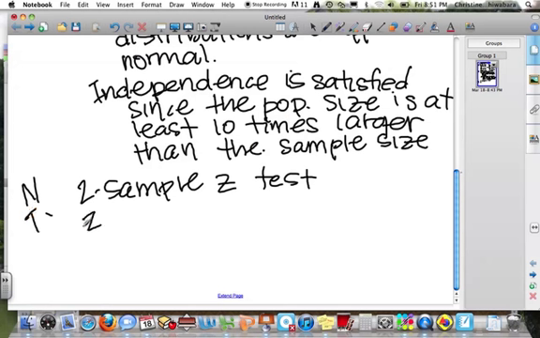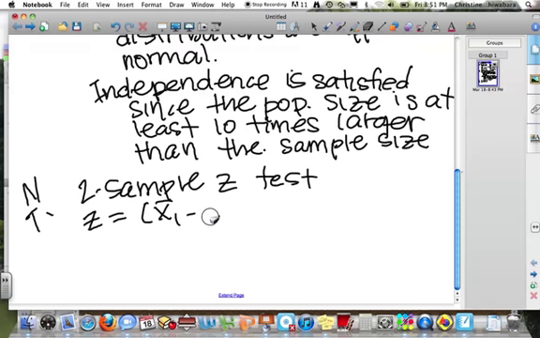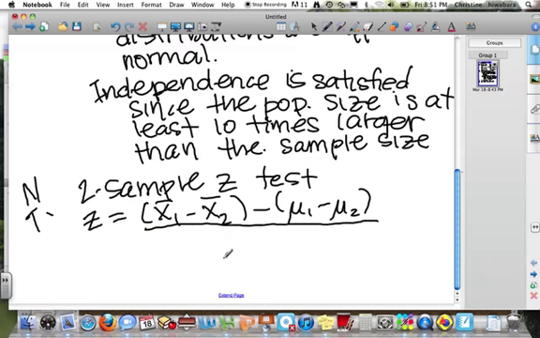So you would have to report for me z equals x bar 1 minus, oh, sorry, I made a mistake real quick. Hold on. Okay, x bar 2. So a difference in your sample means minus a difference in your population means divided by your standard error. So you would have divided by the square root of sigma 1 squared divided by n1 plus sigma 2 squared divided by n2.